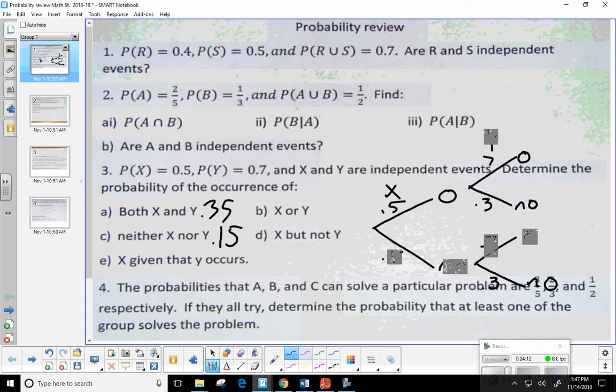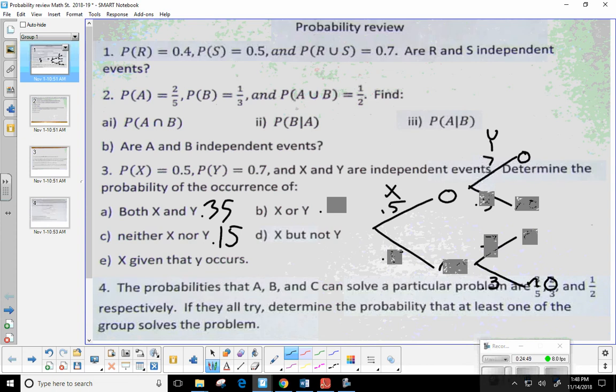Okay, so we want X to occur, but not Y. So is there a branch where X happens and Y does not? Yes. Okay. Right here, so it would be 0.5 times 0.3. When you're going along the same branch, you multiply. You only add the products of those branches if more than one has the outcome you want. So it'd be 0.15, that's 15%.